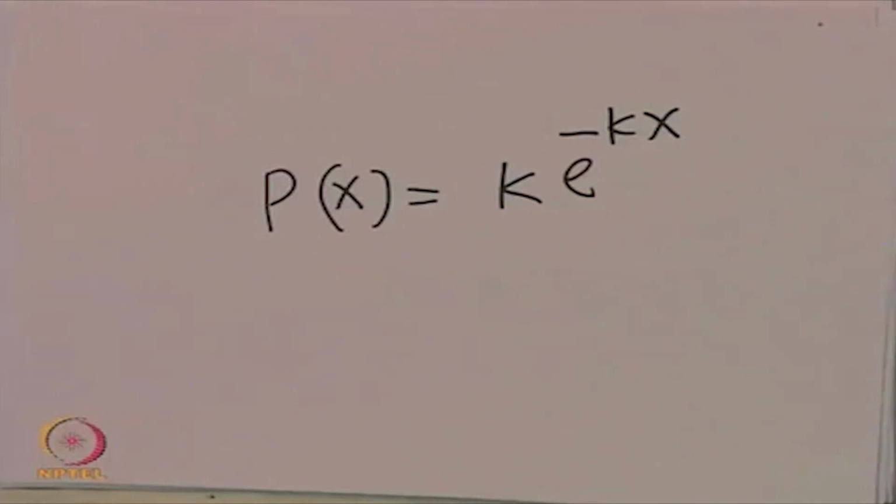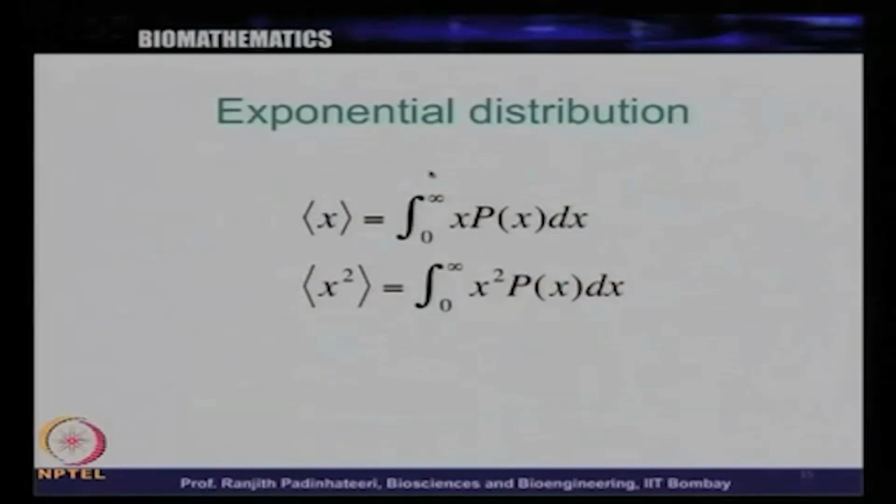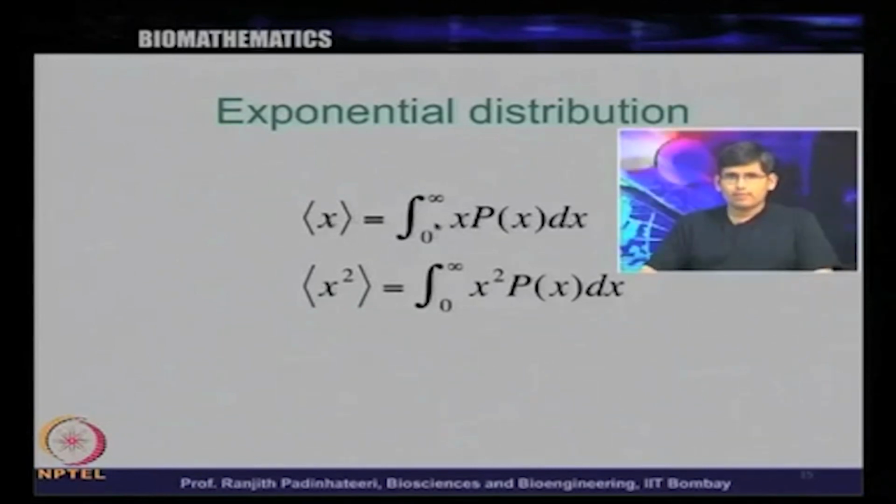If this is the case, now we know the distribution function. How do we find the average? What is the average of this? The average is defined in this typical fashion. For any distribution function, the average is defined as the integral of x p of x dx. The integral here is 0 to infinity, because x can go only from 0 to infinity in the case that we are interested in. So, x average is 0 to infinity x p of x dx, and x square average is 0 to infinity x square p of x dx.